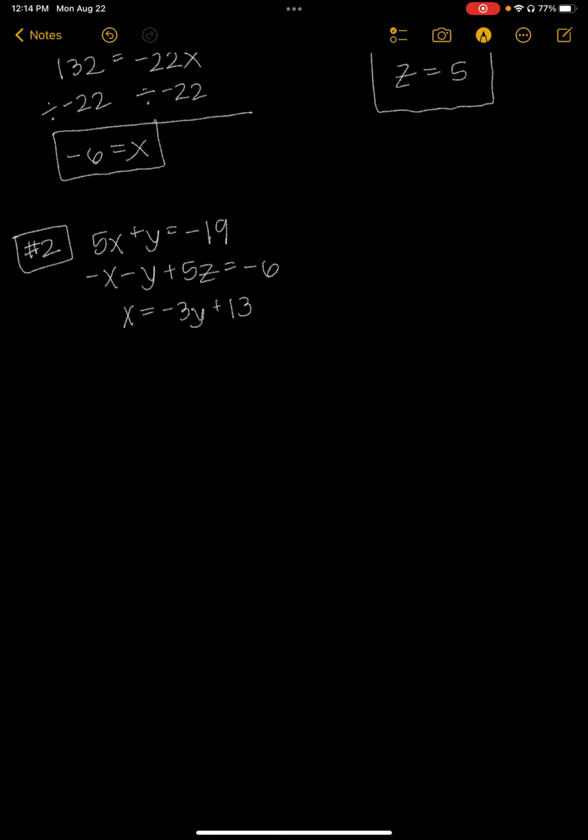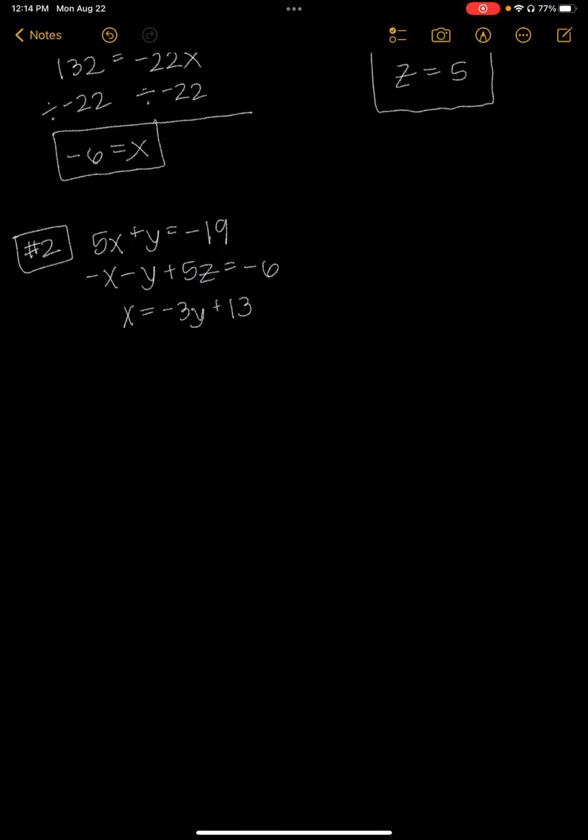So what we're going to do, we still want to use substitution on this. And one thing that clues me into the fact that we want to use substitution is because one of the equations is already set equal to a variable. So that bottom equation is already set equal to x. So substitution might be easiest.